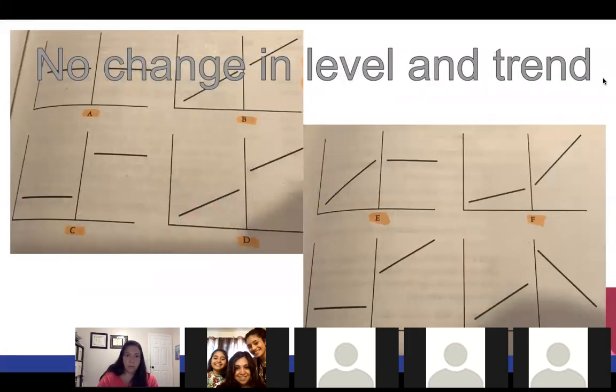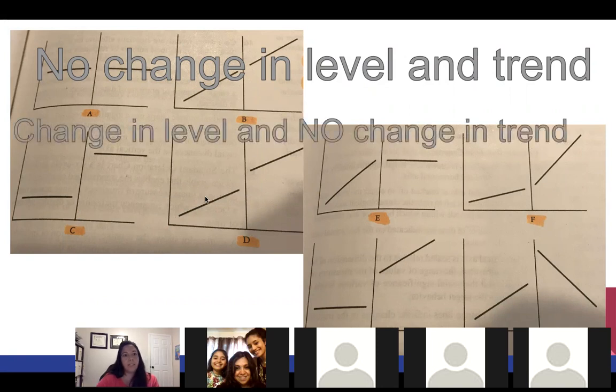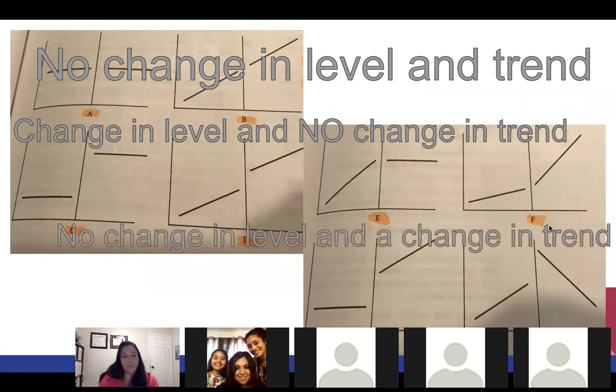All right, cool. So you said level changed and trend didn't, right? Correct. So it says change in level and no change in trend. Good job. That was great. All right, let's look at E and F. Changing level, changing trend. All right, so for E and F, it says no change in level and a change in trend.